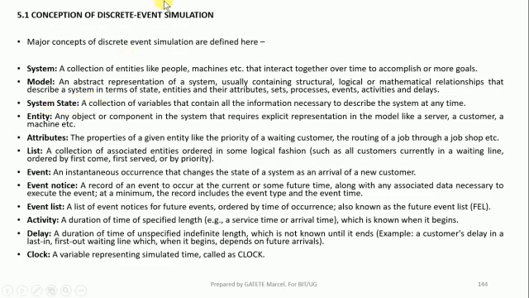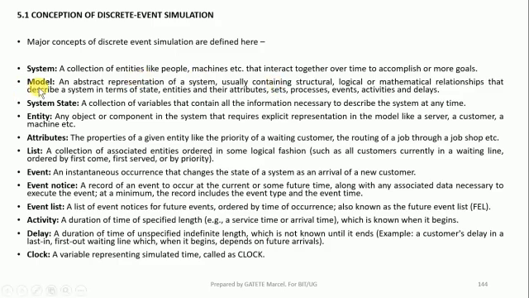So we can have some of the concepts. What are the concepts here? We have a system. A system is a collection of entities, like people and machines, that interact together over time to accomplish one or more goals. For example, we are talking about the bank. The bank itself will be used by people, so there will be customers and servers. There may also be other things like machines and so on. So a system is a collection of entities.